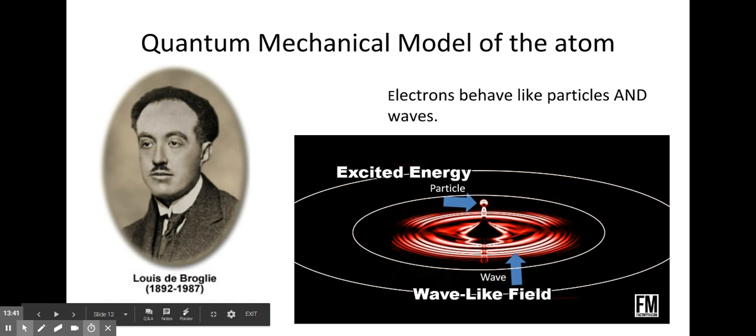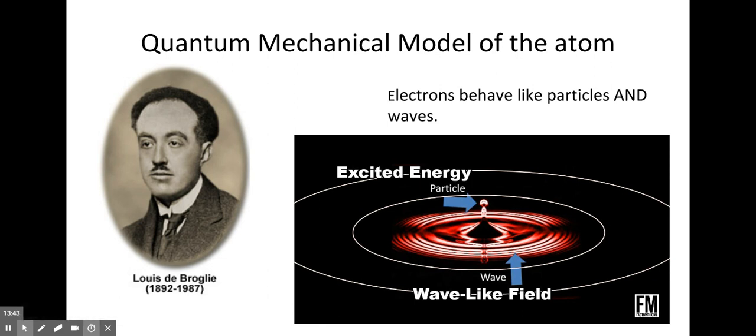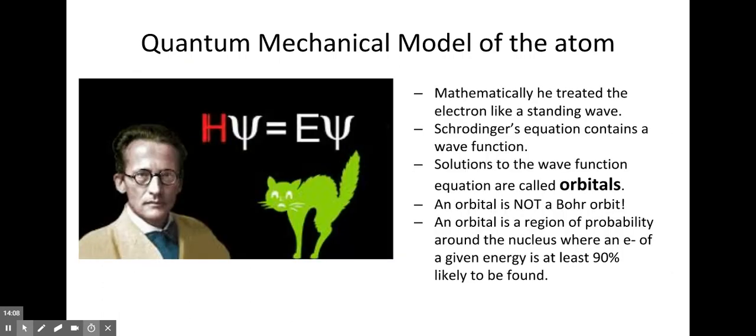So this man, Louis de Broglie, he, amongst other people, came up with this idea and mathematically proved that electrons behave like particles and like waves. They have properties of both, and therefore can mathematically be explained as both particles and waves. So it's known as particle-wave duality of the electron, not just light.